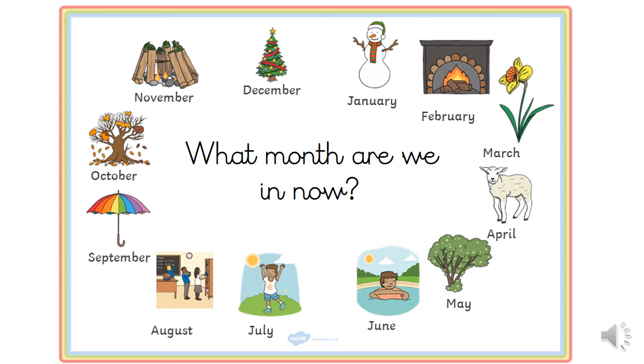Okay, let's have a look. Which month are we in? It said March. March has got the daffodil, and after March and in between May, which has got the big green tree, is the lamb month, and that is April. So we are now in April.